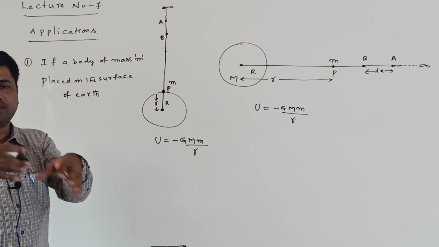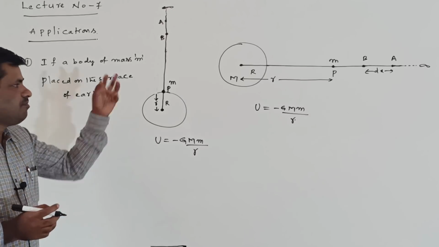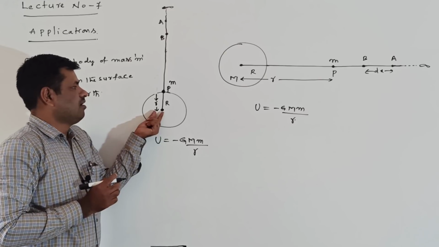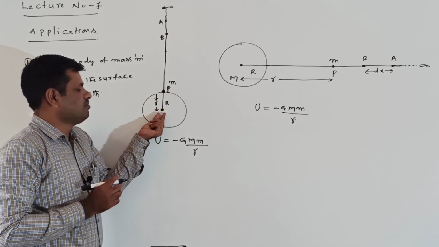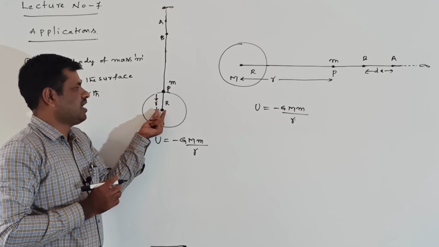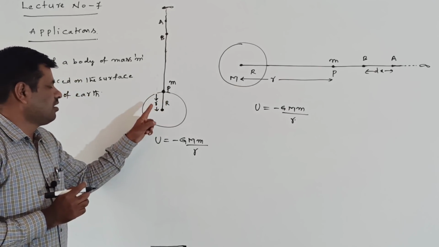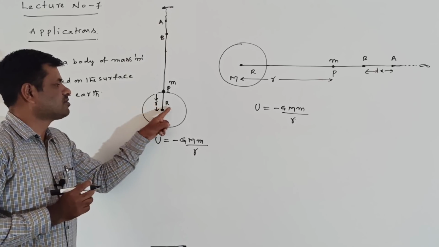Now observe here: if a body of mass m is placed on the surface of the Earth, what is the distance of the body from the center? That is small r. The small r becomes what here?